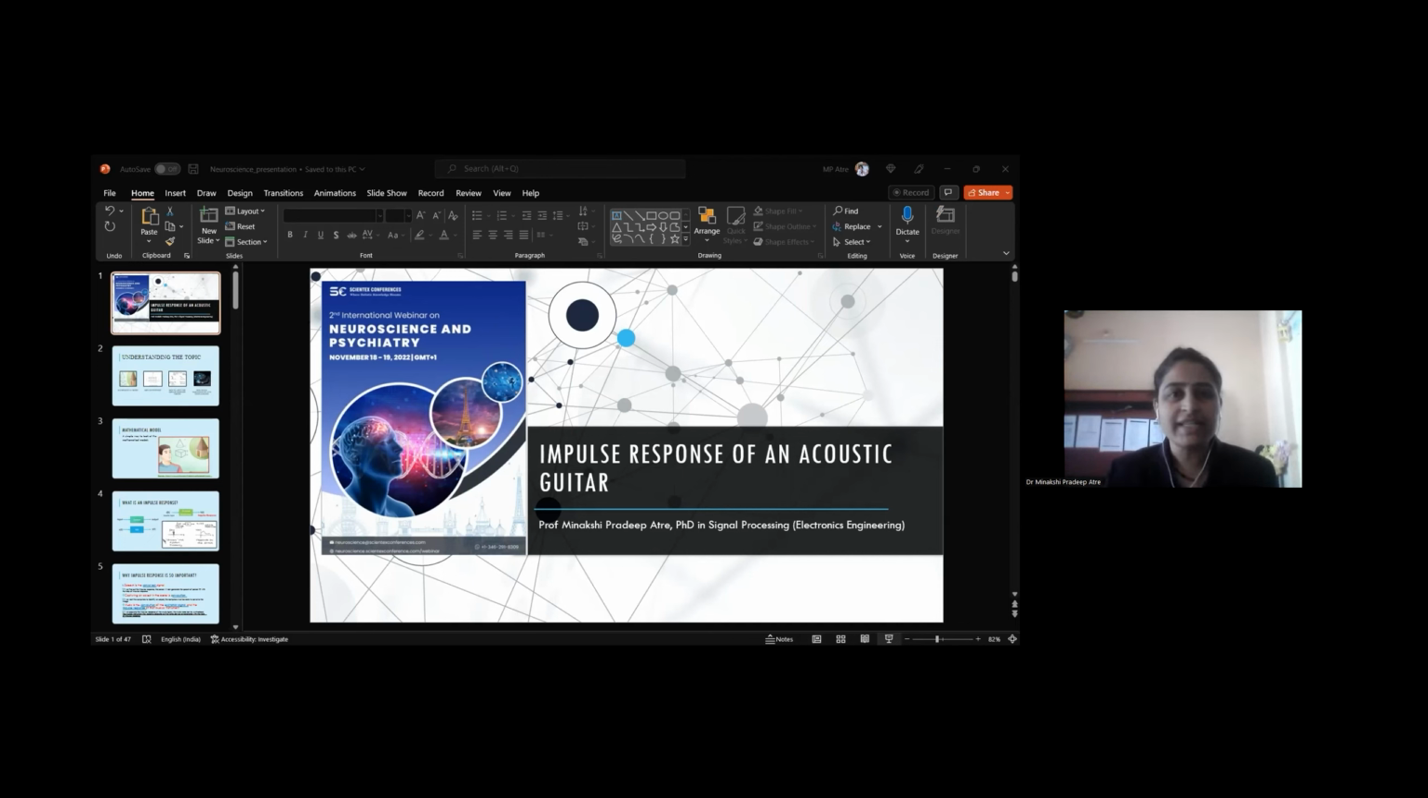So understanding the topic, I would like to discuss four phases of the mathematical modeling of acoustic guitar. Very first is mathematical model. Second is impulse response discussion. The third is how to apply the impulse response theory to other fields of biomedical sciences, and then how signal processing relates deep learning.